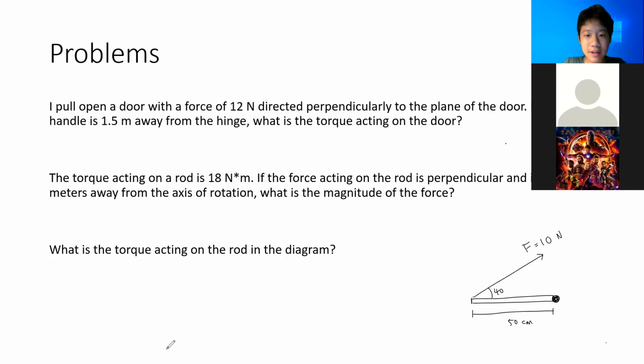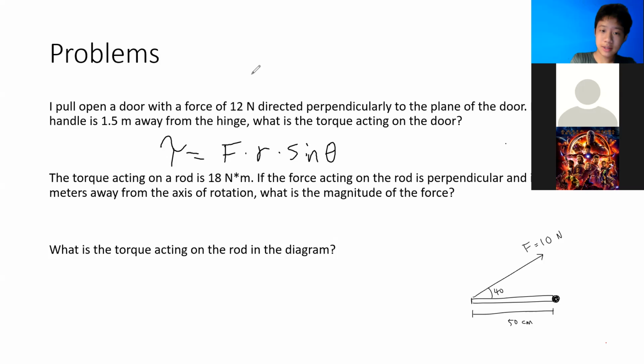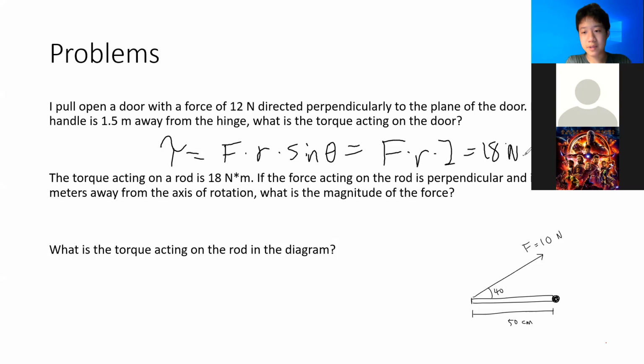So basically, let's do the first one. I pull open a door with a force of 12 newtons directly perpendicularly to the plane of the door. If the door handle is 1.5 meters away from the hinge, what is the torque acting on the door? Well, the formula for torque is torque equals force times R times the sine of theta. Since it's perpendicular, theta will be 90 degrees. Sine of 90 degrees is just 1. So it's just force times radius times 1. So that will just be 12 times 1.5, 18 newtons times meters.